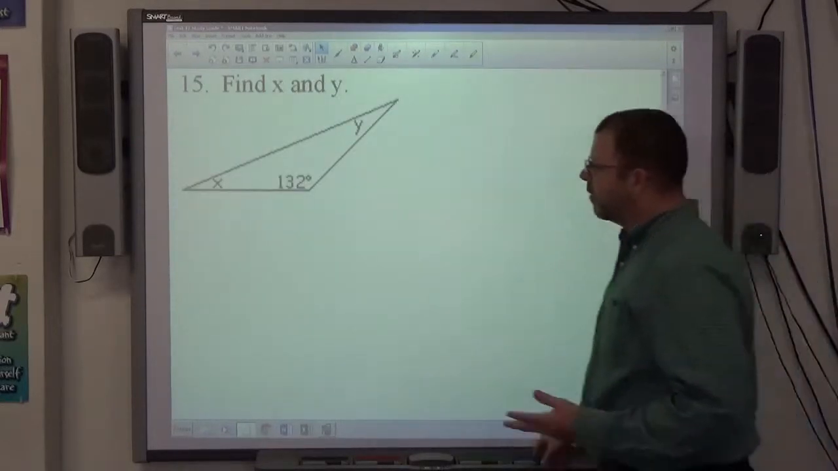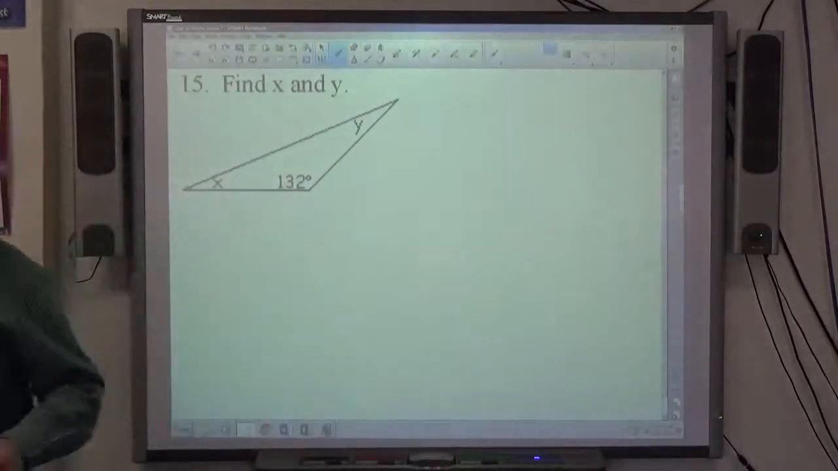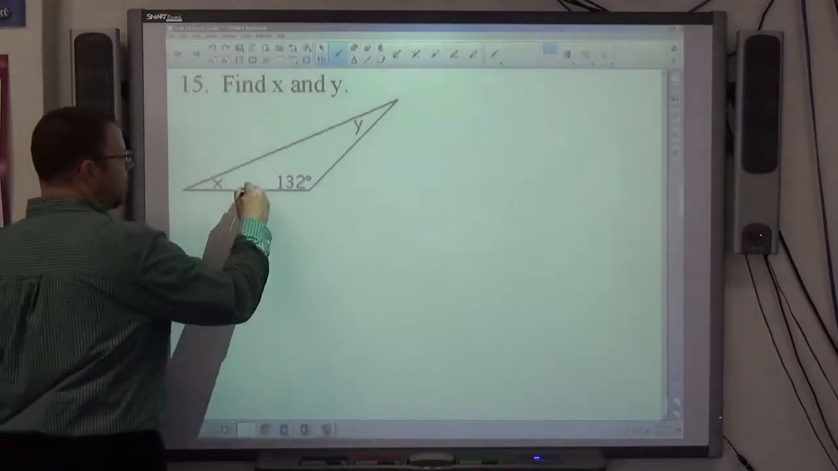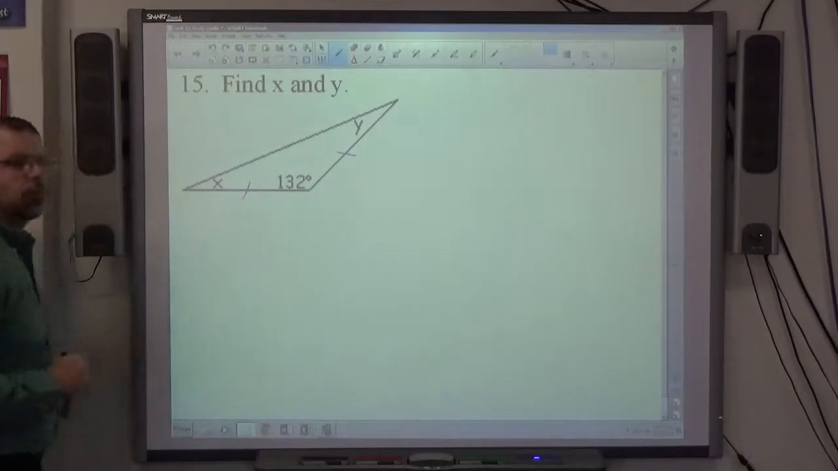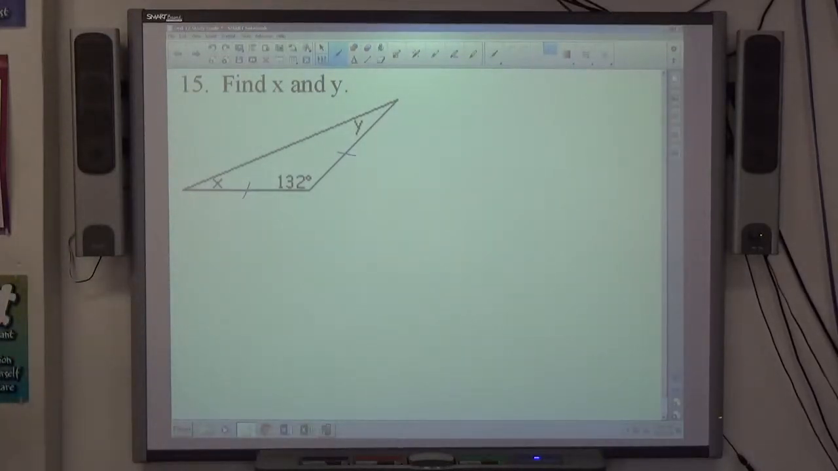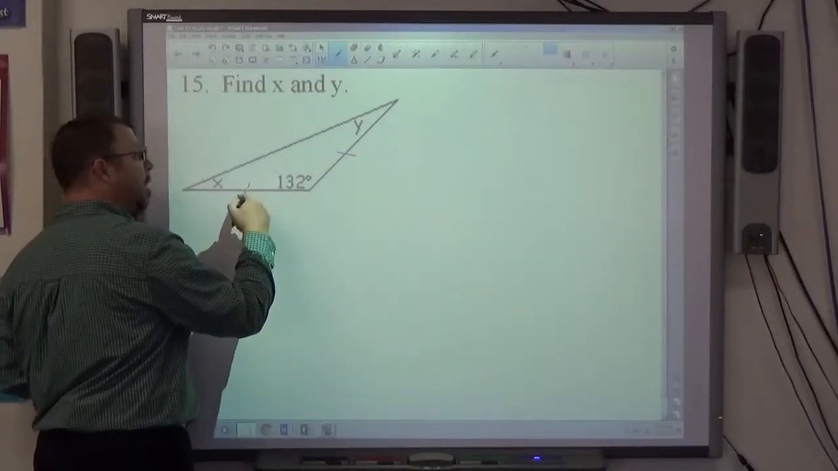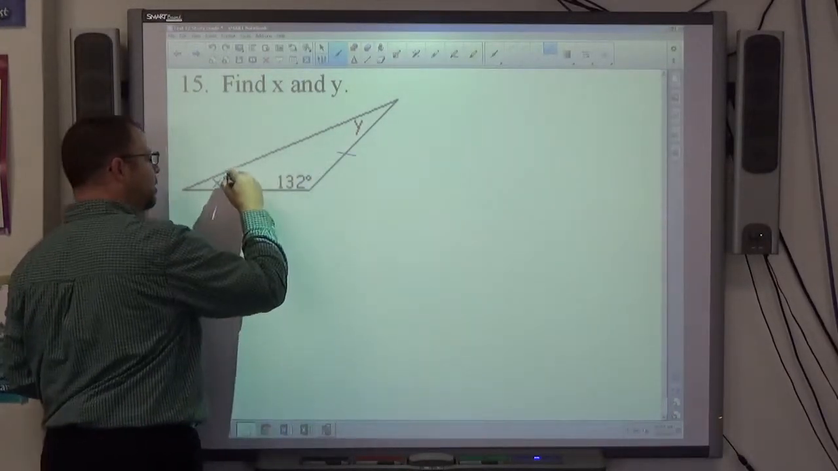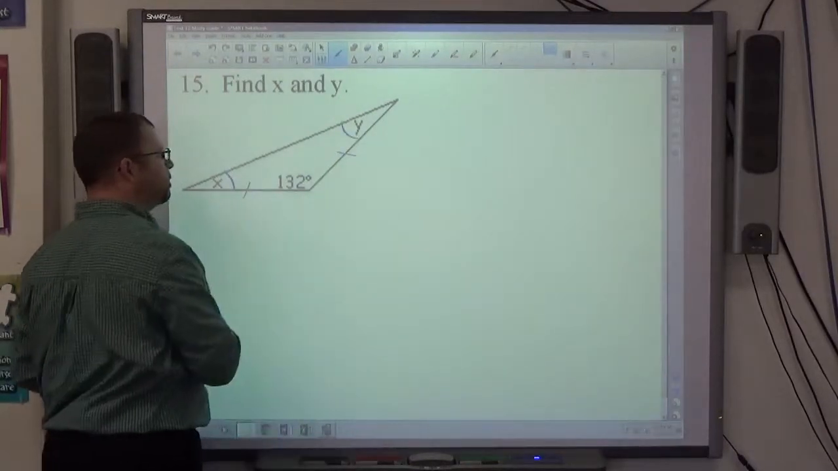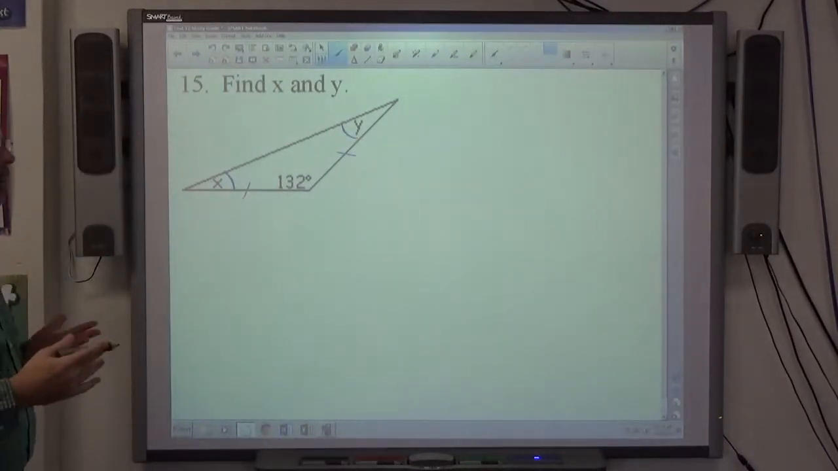Finally, number 15. Once again, I forgot something on the question. These sides should be marked as equal. They aren't, but they will be on the test. So make sure that you identify those as equal. When sides are equal, an isosceles triangle, the angles opposite the sides, which would be y and x in this case, are going to be equal to each other. So I know x and y are equal to each other.